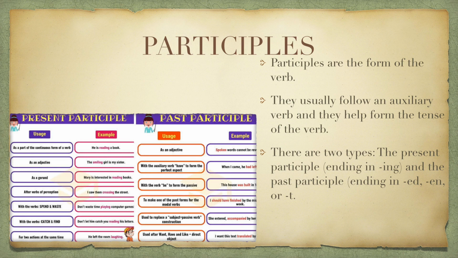An example of the present participle would be the girl is smiling. Is would be our auxiliary verb, and smiling is our present tense participle, which ends in ing. An example of a past participle would be the house was built in 1 year. Was would be our auxiliary verb, and built would be our past participle, and this one ends in a T.